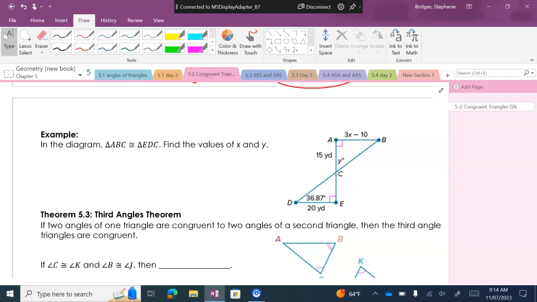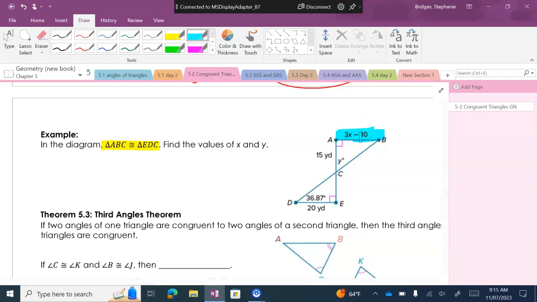All right, we are finding X and Y. So let's, first of all, make sure this statement tells me everything I need to know. It tells me which angles are congruent. It tells me which segments are congruent. So let's start with X. Where is X? It's segment AB, right? It's this segment, that segment right there at the top.